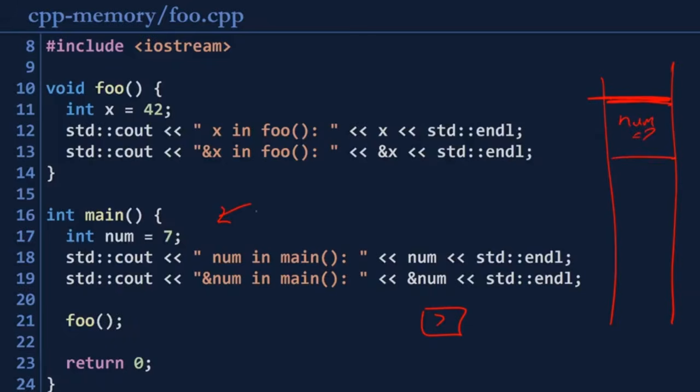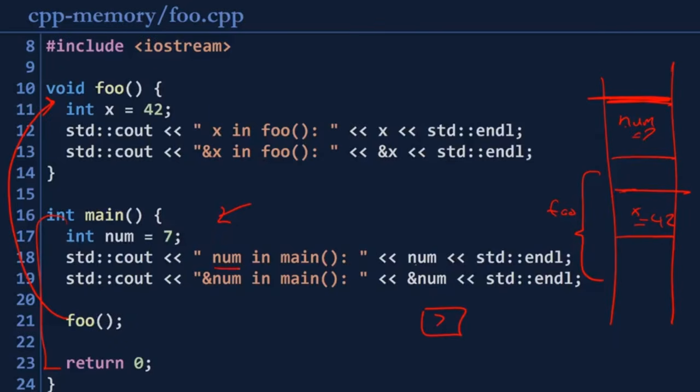After we've added num to the stack, while main is still running, we're going to jump into the function foo. And the function foo is also going to live in stack memory. And here in this foo function, we're going to grow down towards 0. So the next address we see is going to be the address of X. So somewhere after the address of num is going to be the address of X, which has the value of 42.